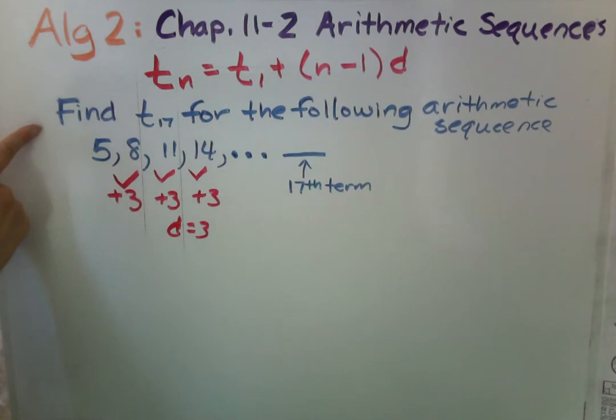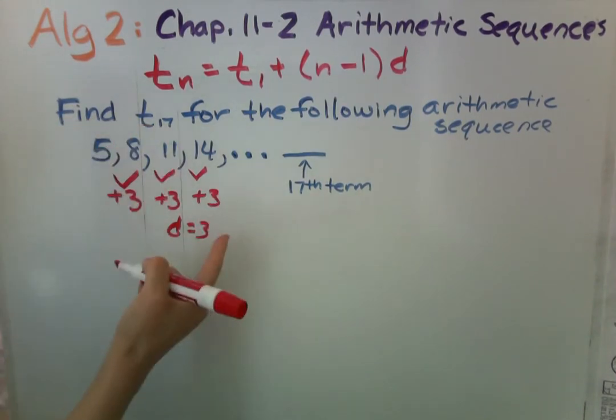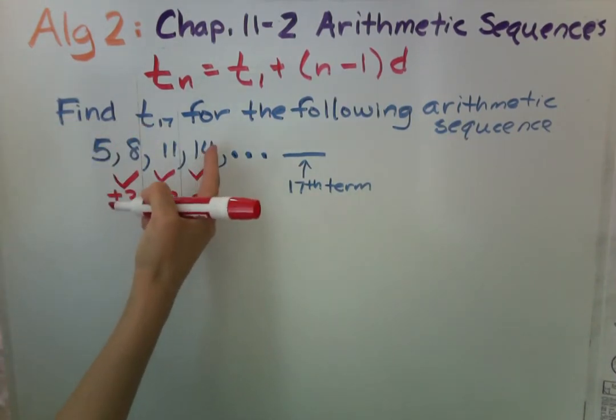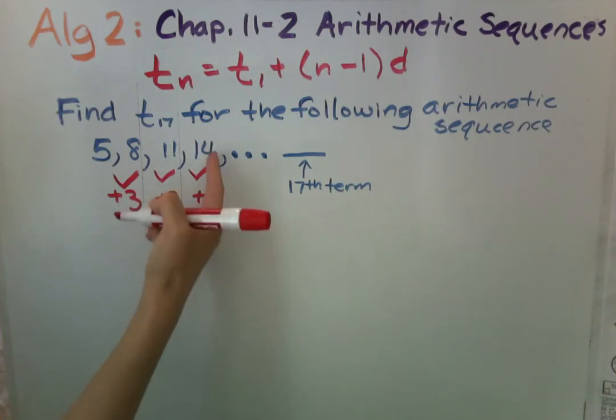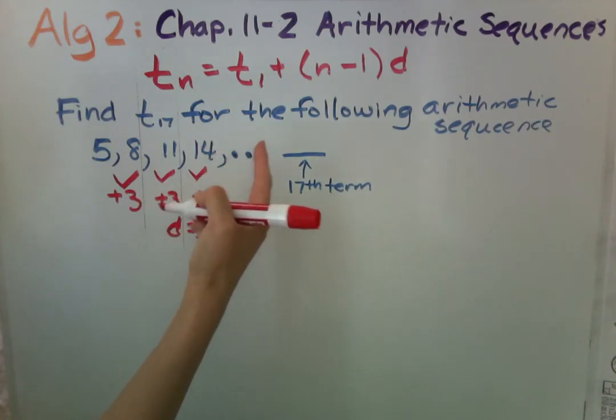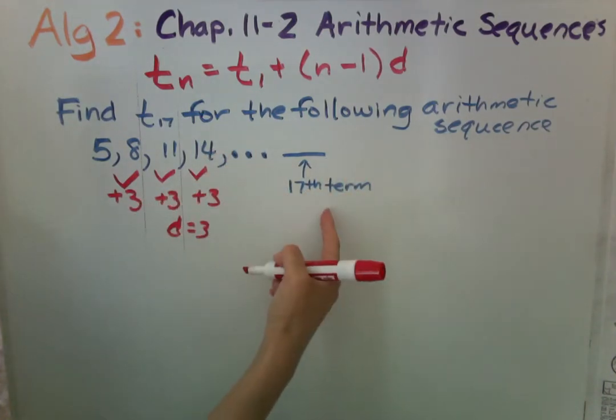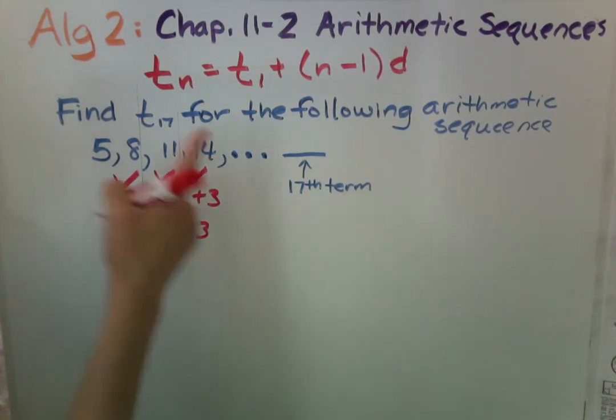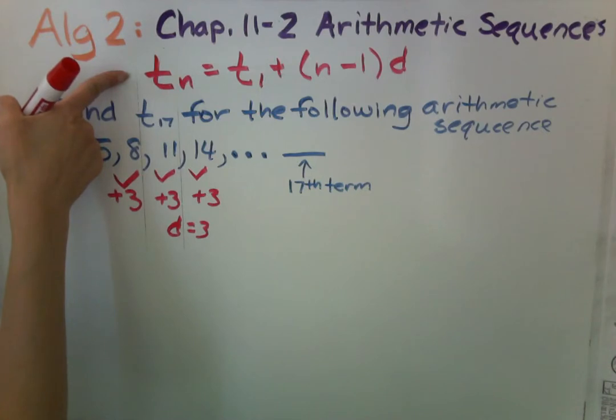But if we had to find the 17th term, we don't have the time to add 3 to 14 and 17 plus 3 and on and on and on to find the 17th term. That would just take way too much time. So we're going to use this formula to find the 17th term right away.